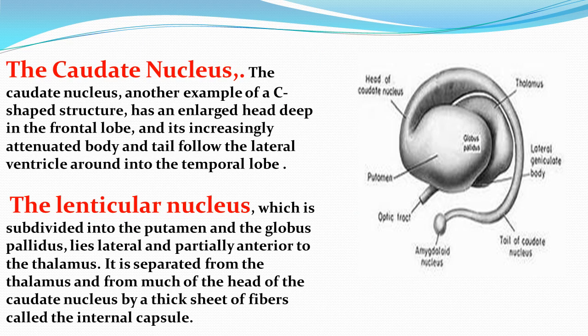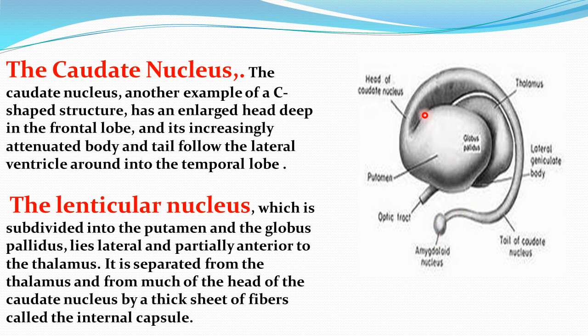Caudate nucleus. The caudate nucleus is another example of a C-shaped structure. It has an enlarged head deep in the frontal lobe, and its increasingly attenuated body and tail follow the lateral ventricle around the temporal lobe. Here is the head, here is the body, and here is the tail. At the tip of the tail there is another body known as amygdaloid body.